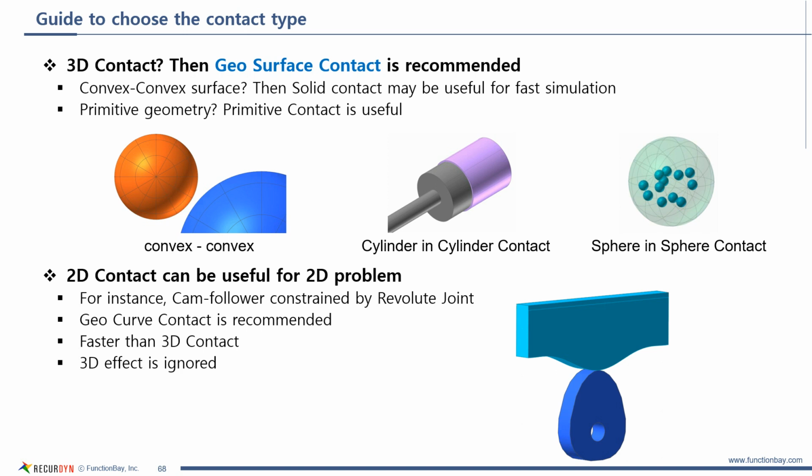This is an example of cylinder-in-cylinder and sphere-in-sphere contact. They use the mathematical equation of the surface, so it is very accurate and fast. For 2D problems, 2D contact can give you better results very fast. For instance, if a cam follower is constrained by joints such as a revolute joint, it doesn't have any 3D motion, so 2D contact is suitable for this kind of case. You can define 2D contact using edges of the geometry.